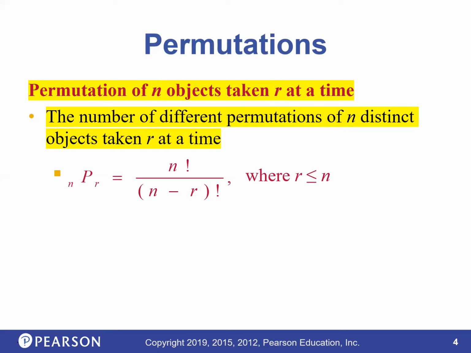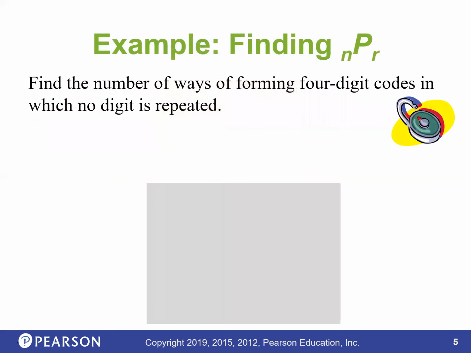Okay, let's jam. Let's try 2 problems here. Everybody got the formula? So here it is. Find the number of ways of forming 4-digit codes in which no digit is repeated.